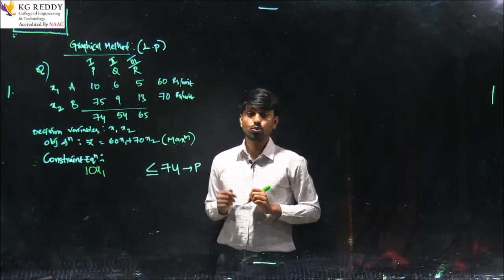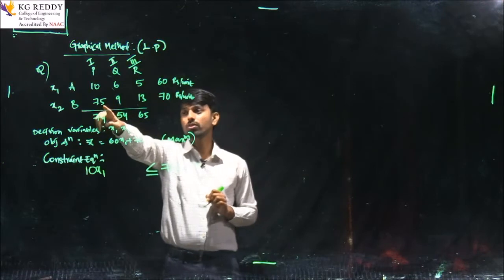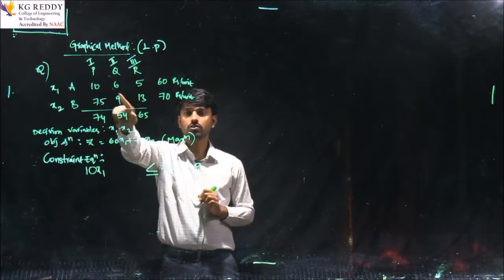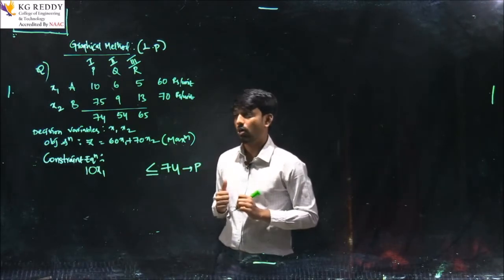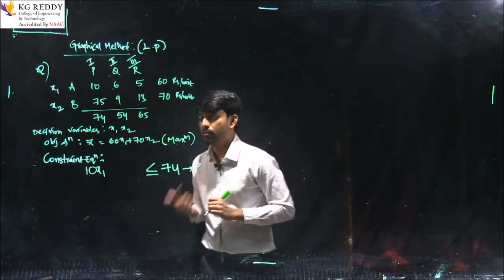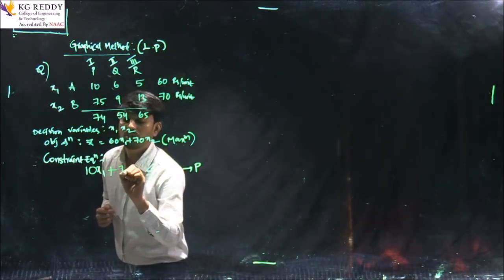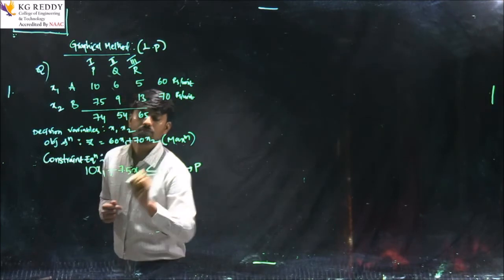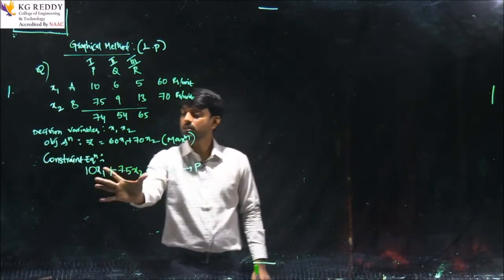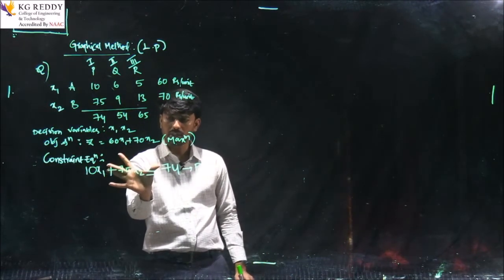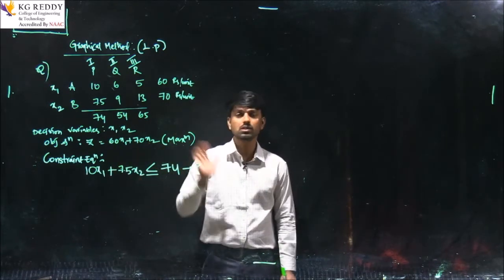But machine P also produces product B, right? If it produces 1 unit of product B, it takes 7.5 hours. What if it produces x2 units of product B? How many hours will machine P take? That becomes 7.5 into x2. If you can write this equation, the rest of the equations you can also write. This is very critical. If you are able to write one equation properly, the rest are similar to this one.